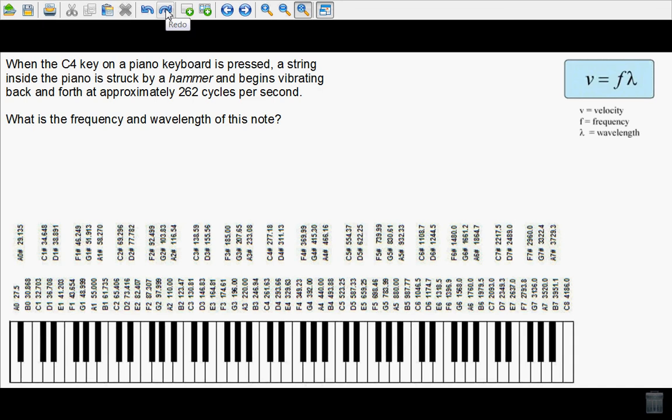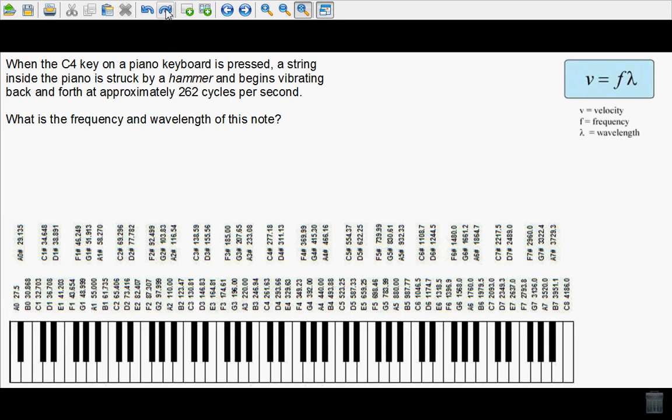Okay, so let's actually take a look at a problem such as this, and these problems are going to be pretty basic, but we'll go through them anyway just to show how we're using this equation. So when the C4 key on a piano keyboard is pressed, a string inside the piano is struck by a hammer and begins vibrating back and forth at approximately 262 cycles per second. What is the frequency and wavelength of this note?